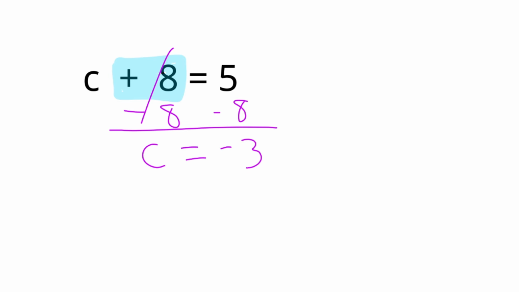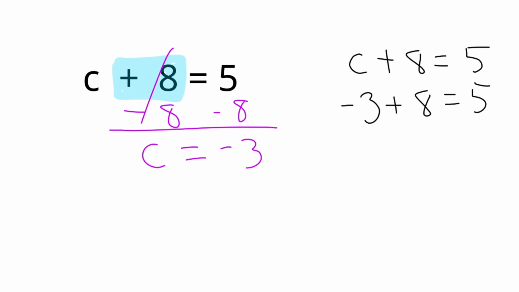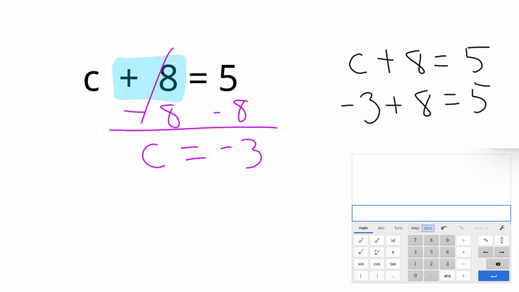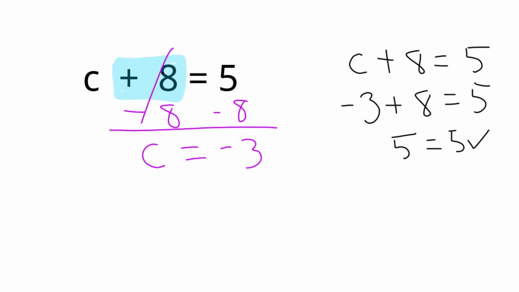The first step is to rewrite your original equation. C plus 8 equals 5. The next step is to plug in what you got for C. We got -3. So -3 plus 8 equals 5. The next step is to confirm that -3 plus 8 is in fact 5. You can use your calculator to help you confirm that solution. 5 is equal to 5, so it checks out.